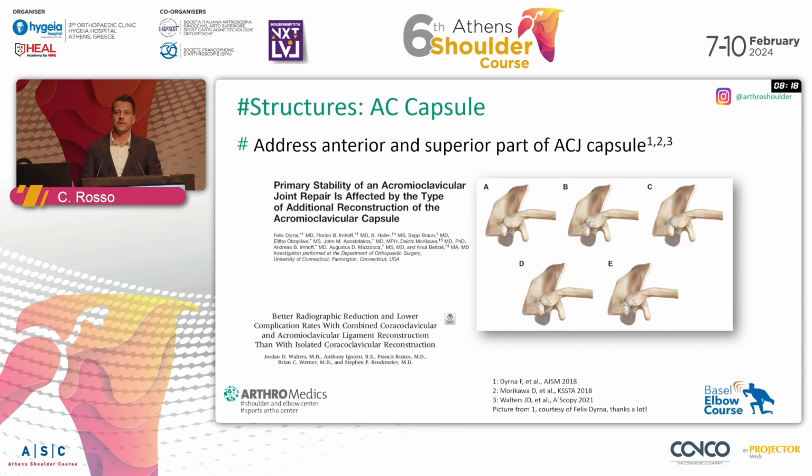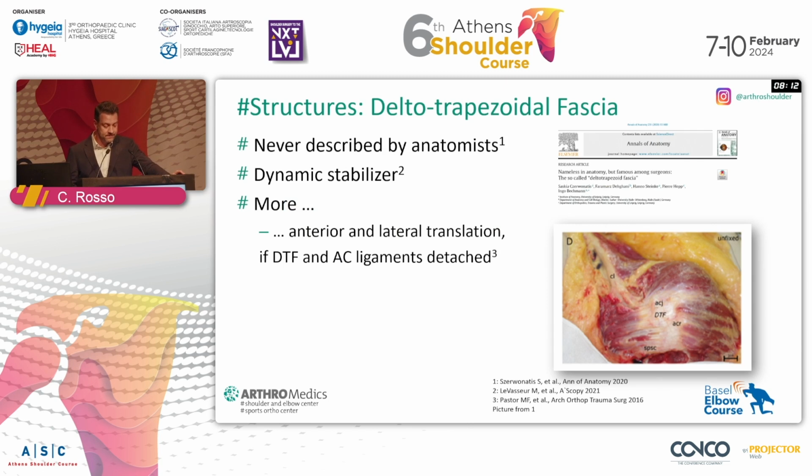And also looking at different fixation methods, how we can address the AC joint capsule and not only the CC ligaments. So the delta trapezoidal fascia is something that anatomists always look at you with big eyes about. Why? Because it was never described by them. It can only be seen when you have fresh frozen cadavers, and then you really see it. That's why here you can see that it's written unfixed, very small. It's a dynamic stabilizer, and we all know that we need to address it, and it helps in anterior and lateral translation.